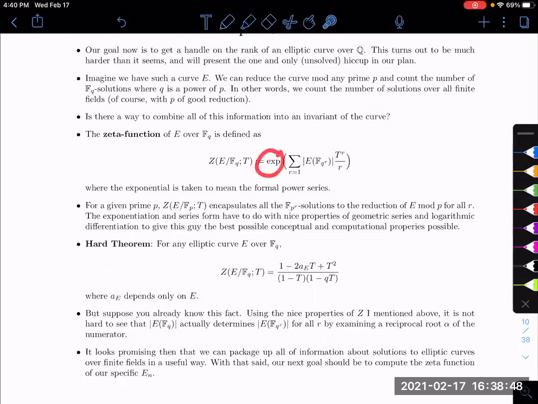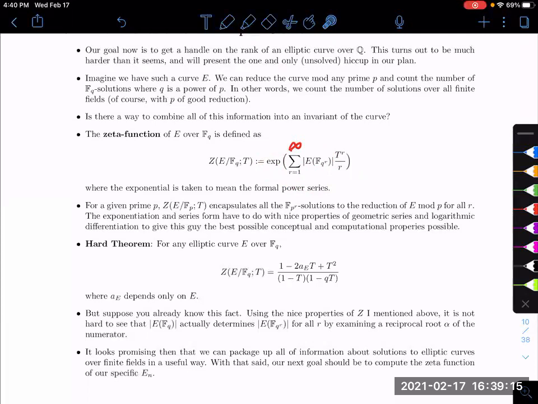You take e to the power of the following infinite sum. You take the cardinality of all the F_q^r points, and you multiply them by this expression here, t^r over r. And this sum goes to infinity. That's not a typo. I just never put infinity on the top of my sums. And what do I mean by exponential here? I mean the exponential as a power series, if you really want to know. Okay.